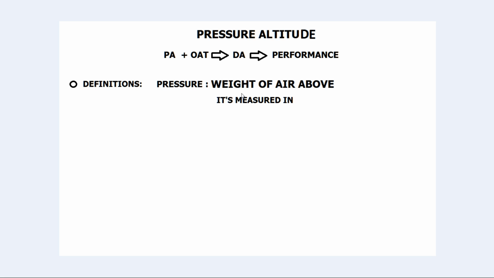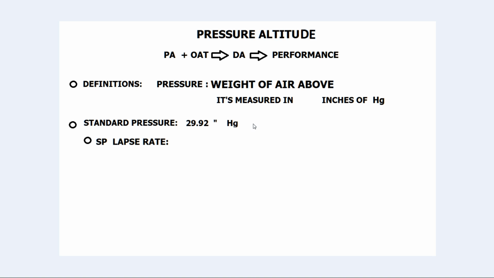And as we go higher, we lose about 1 inch of mercury. We measure the pressure by the gauge of inches of mercury, and we know that as we climb 1,000 feet from the surface, from sea level, we lose about 1 inch of mercury. Standard pressure at sea level is 29.92 inches of mercury.